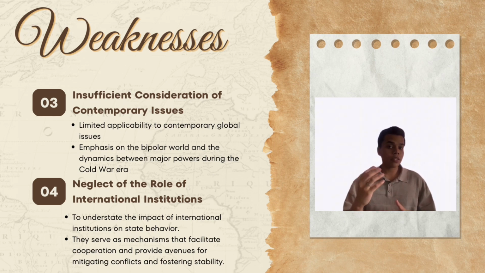Institutions like the United Nations, UN, or regional organizations act as crucial mediators, providing platforms for diplomacy, conflict resolution, and the establishment of global norms. They serve as mechanisms that facilitate cooperation and provide avenues for mitigating conflicts and fostering stability. However, neorealism's systemic approach tends to overlook the significance of these institutions in influencing state behavior, thus resulting in an incomplete understanding of the multifaceted dynamics within the international system, particularly in addressing how these institutions shape and regulate state interactions beyond the realm of pure power politics.